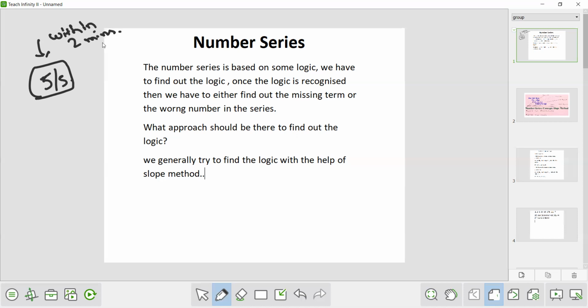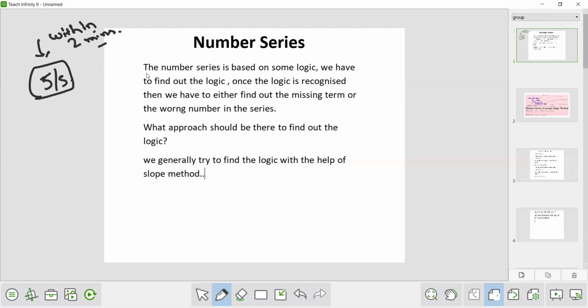And in the mains examination also you will find 2 to 3 questions on number series that will be of 2 marks. So if you are able to solve the questions on number series in the mains examination, it holds a very vital role in the selection process.